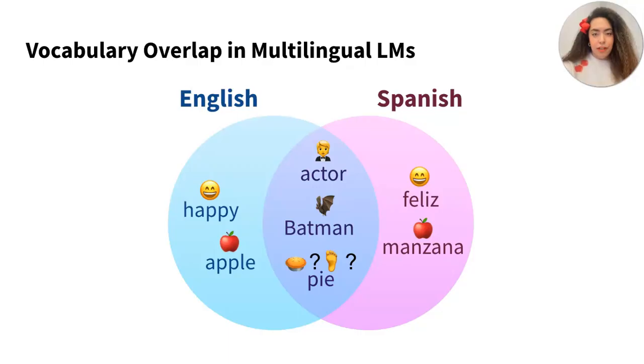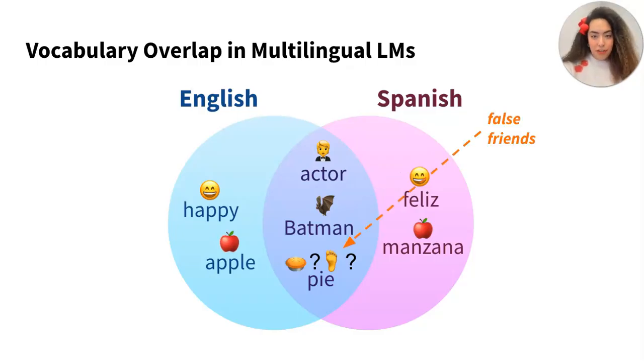Subword tokenizers trained on multilingual corpora naturally produce overlapping tokens across languages. Let's take English and Spanish as an example. Some of the shared tokens may correspond to strings that have the same meaning in both languages. For instance, the word actor is a cognate between English and Spanish, so it has the same form and meaning in both languages. Named entities like Batman always have the same form and meaning in any language.